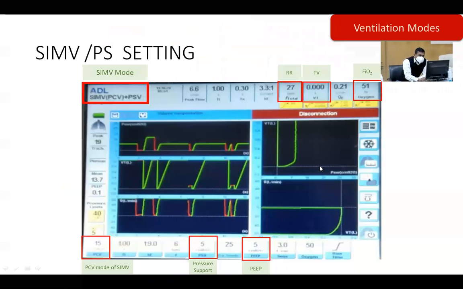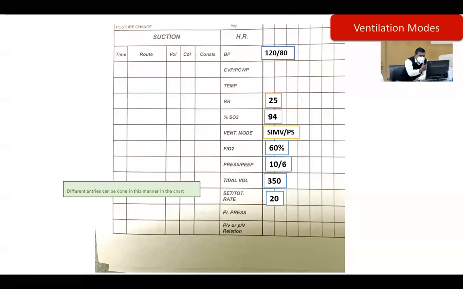So this is the same for SIMV pressure support also. This is the next mode I'm showing you. Here you can see the respiratory rate and tidal volume, FiO2 here. And the PCV mode here, pressure support here, and PEEP here. Now, the same thing, same parameters, no difference. The same respiratory rate, saturation here, ventilation mode here, FiO2, PEEP, pressure, tidal volume, and set rate.